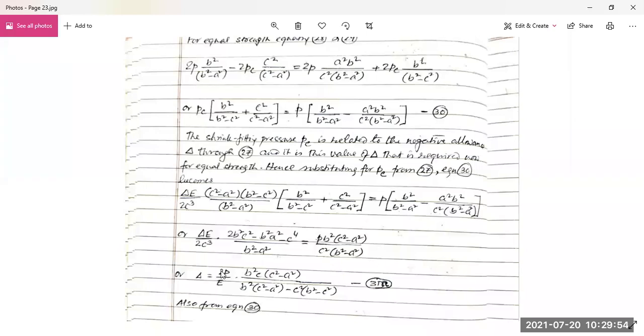So delta E by C square, after further simplification, this side will take this term 2 B square C square minus 2 minus B square S square minus C to the power 4 divided by B square S square. And left hand side after simplification will take a sum of this type of formation itself.